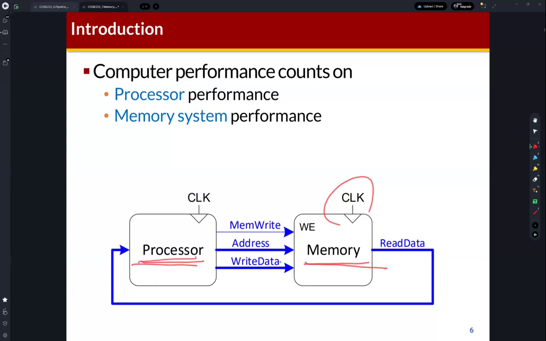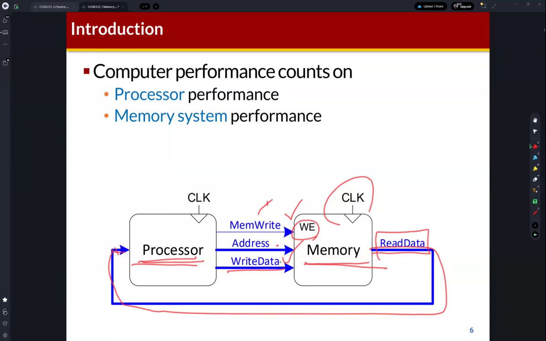And the processor gives commands to the memory. In this example, you can find the write enable signal, address, and write data. The write enable signal and write data are required for a write operation, for a store operation, right? And then the address is given to the memory. Also the memory provides the requested data. The requested data are given to the processor, and then the processor receives the data and computes on these data, right?